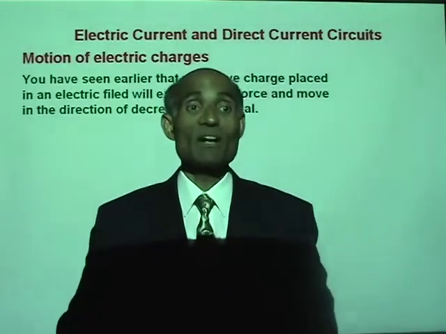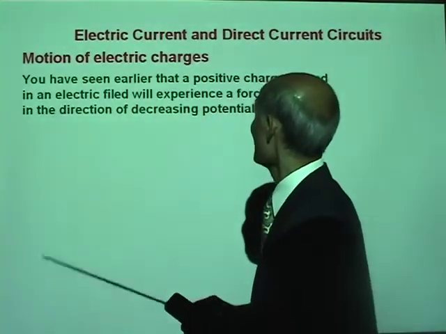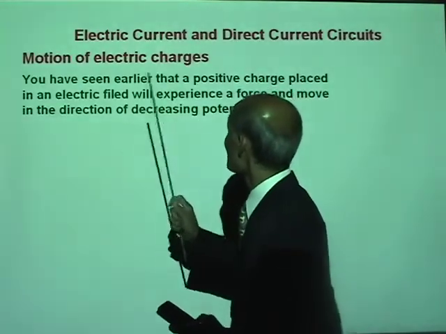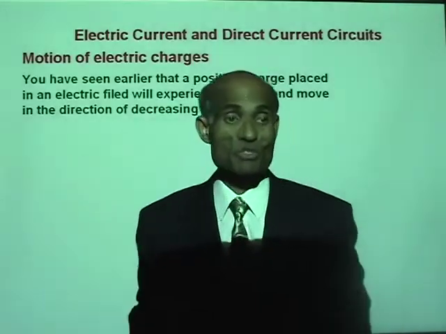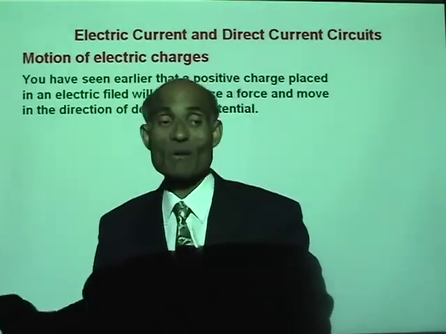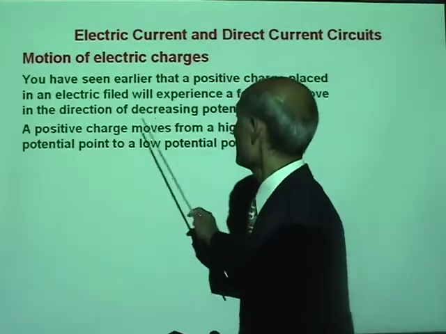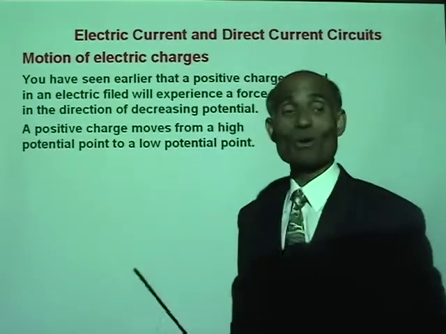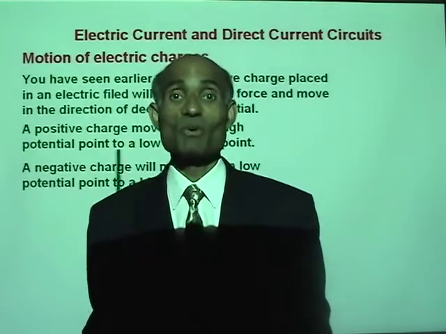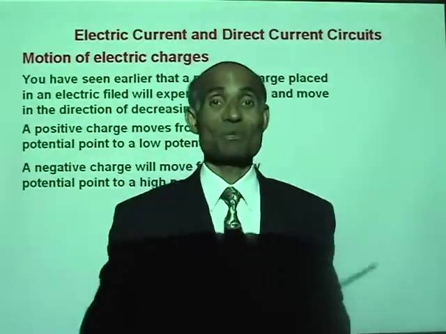You have seen earlier that a charge placed in an electric field will experience a force and move in the direction of decreasing potential. A positive test charge will move in the direction of decreasing potential. A positive charge moves from a high potential point to a low potential point, and a negative charge will move from a low potential point to a high potential point.